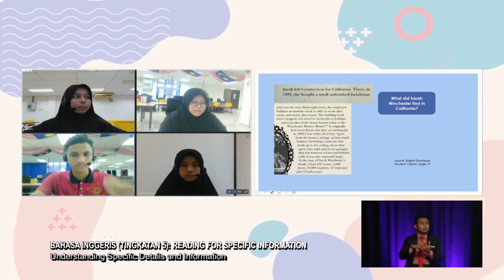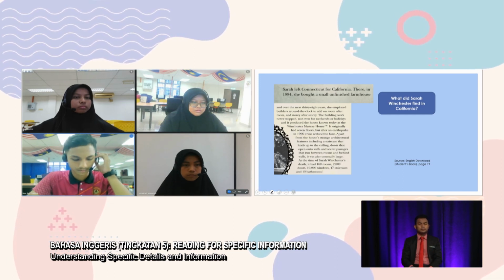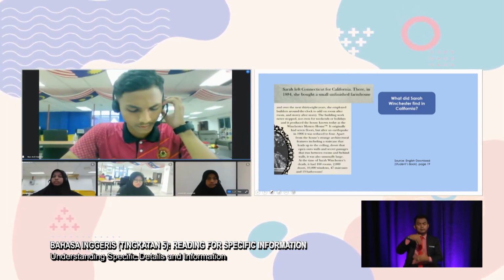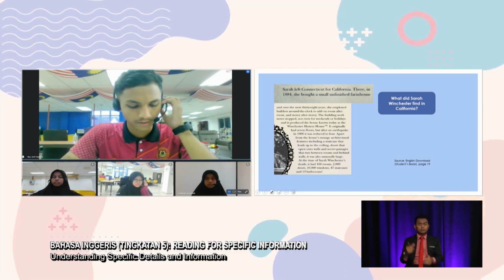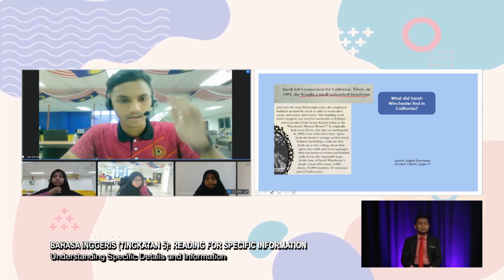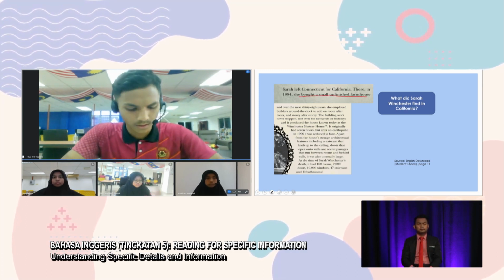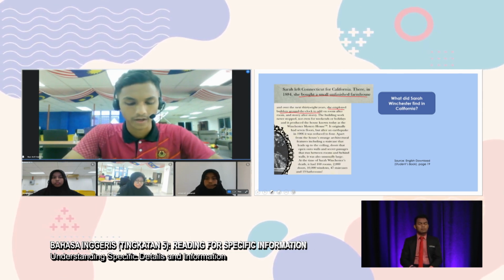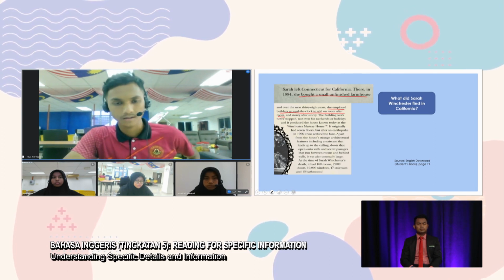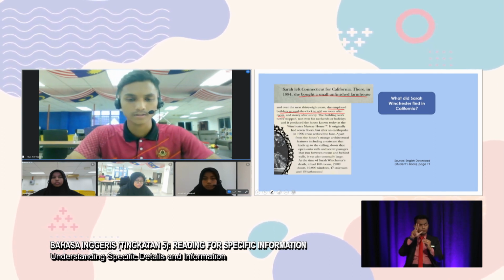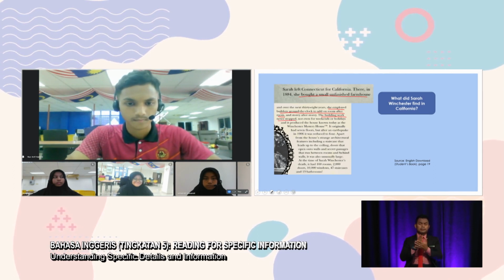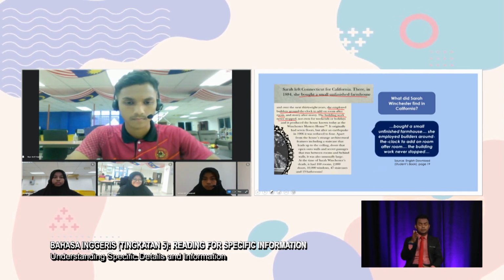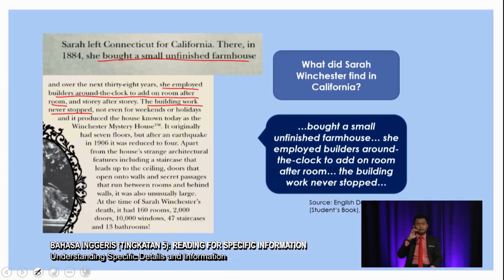So there are 3 points for this question. For the first point, she bought a small unfinished farmhouse. For the second point, she employed builders around the clock to add on room after room. And then the next one is the building work never stopped. Okay, so you've identified those parts. What did she find? She bought a small farmhouse, she employed builders, and the building work never stopped.